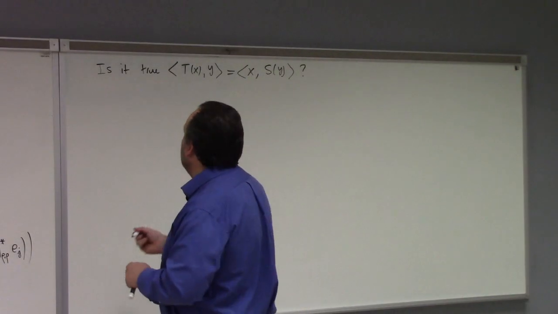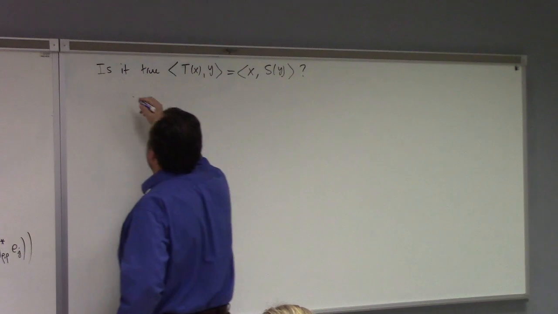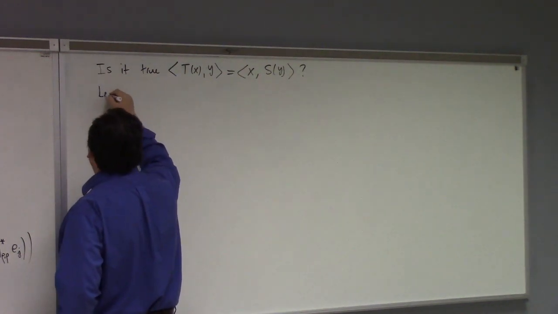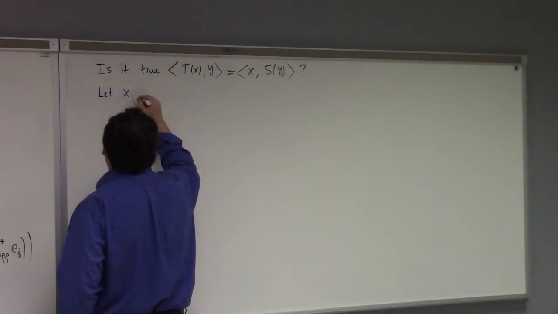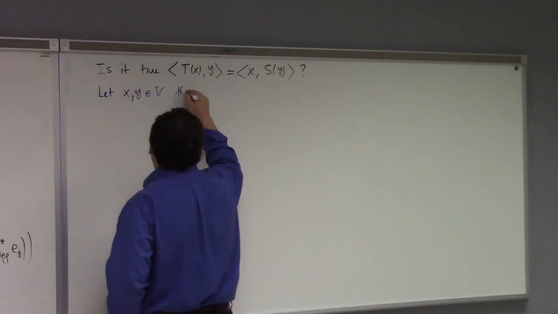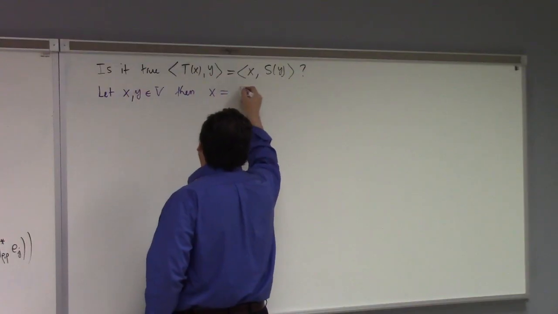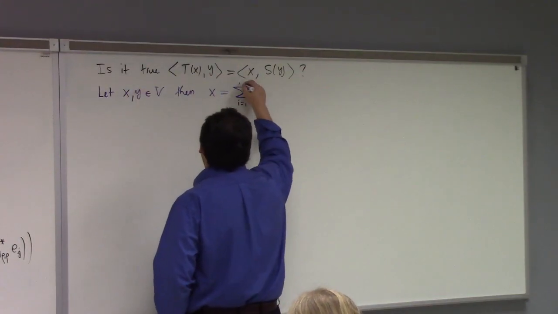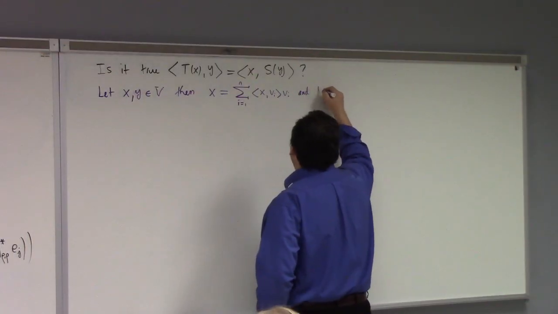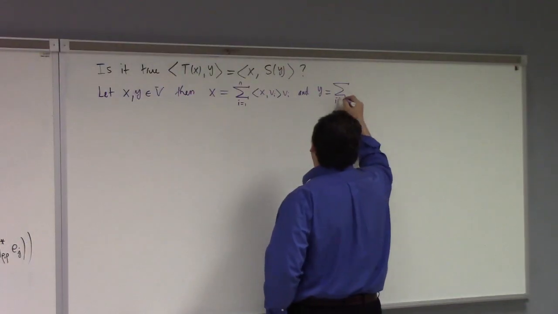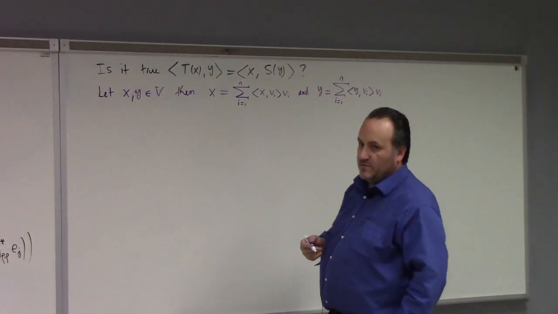Let's find out. All right, I guess I'll just suffer through the calculation. Let x and y be in V, right? Then x is equal to the sum, i equals 1 to n, of the inner product of x with vi times vi, and likewise y is the sum, i equals 1 to n, of the inner product of y with vi times vi. I know this because we assume beta is orthonormal.